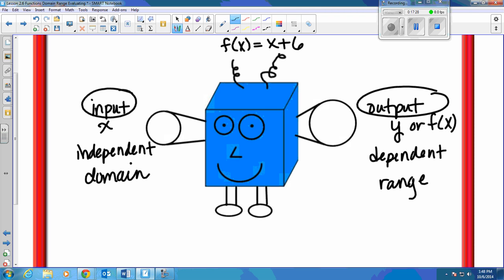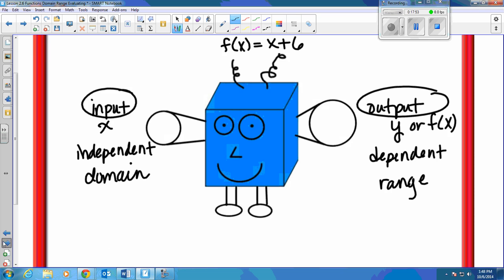So if I input a 2, what do I get out? An 8. If I put in a 0, what do I get out? 6. So those are just inputs, outputs, domain, range, independent, dependent, all that good jazz. What we're going to do today is evaluate those from a graph. From a graph, you're going to tell me independent, dependent, domain, range. And from a graph, you're going to evaluate a function, and then we're going to evaluate them algebraically. Questions so far?